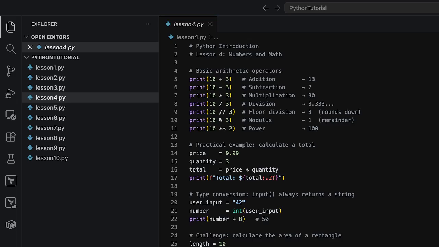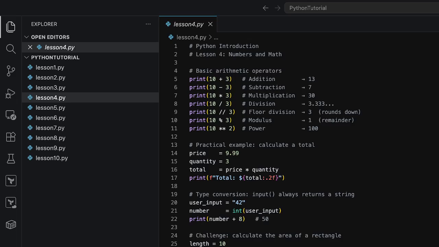The percent sign is the modulus operator. It gives you the remainder after division. 10 modulus 3 equals 1, because 3 goes into 10 3 times with 1 left over. The modulus operator is more useful than it sounds. You will use it to check if a number is even or odd, or to cycle through a list repeatedly.